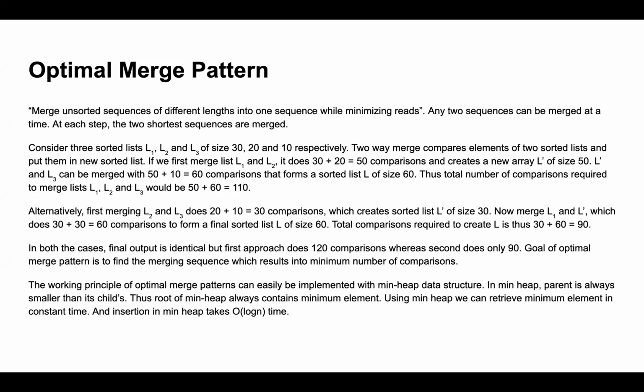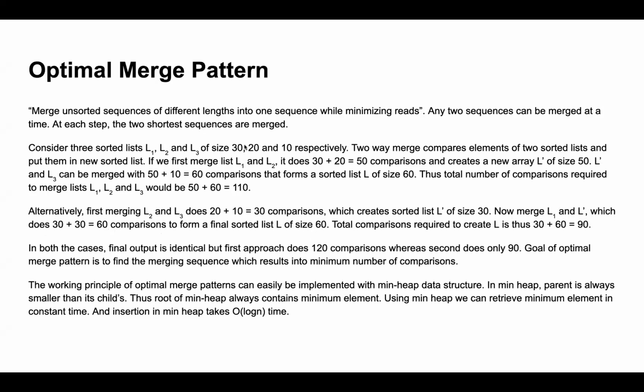Then alternatively, first merging L2 and L3 does 20 plus 10, which is equal to 30 comparisons, creating L dash of size 30. Now merge L1 and L dash, which does 30 plus 30, equal to 60 comparisons, to form a final sorted list L of size 60.